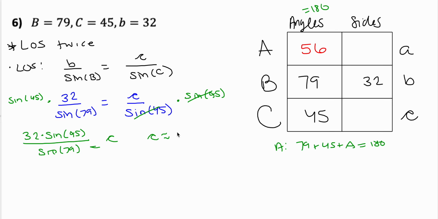is approximately 23.0509, and the directions say to round to the nearest tenth. So that 5 will make that 0 go up to a 1. So little c will be 23.1.